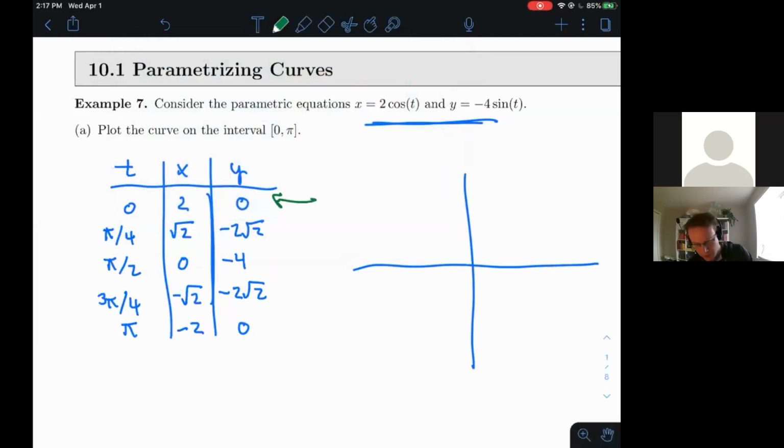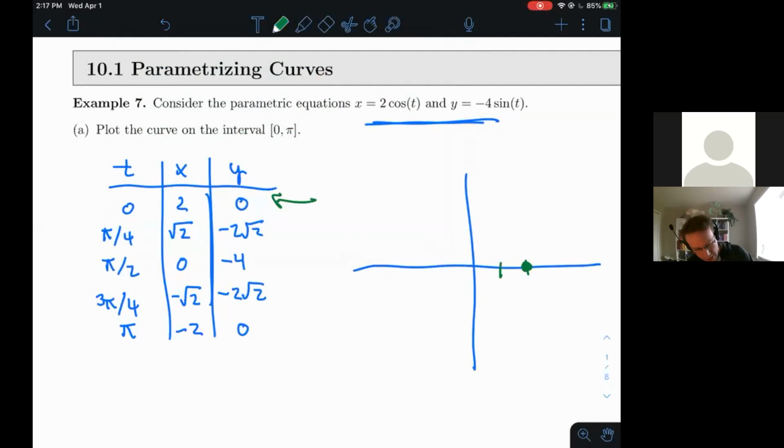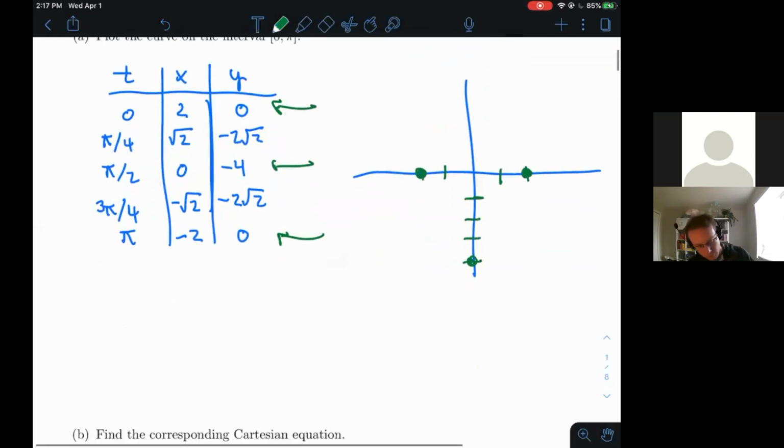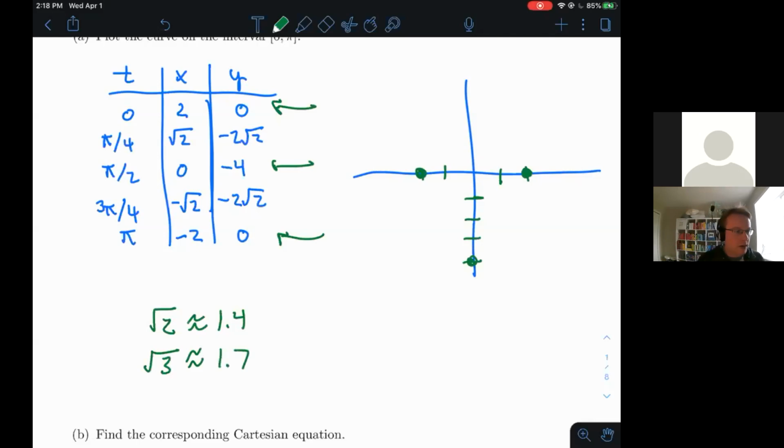So this first one, 2, 0. So something like this. And again, I'll do the easy ones first. -2, 0, something like that. Maybe 0, -4. I know that one down here. And just an FYI, because it wants you to plot these, you need to know a few approximations. So √2 is approximately equal to 1.4. Of course, remember, it's one of these irrational numbers, it does go on forever. And then √3 is approximately equal to 1.7.